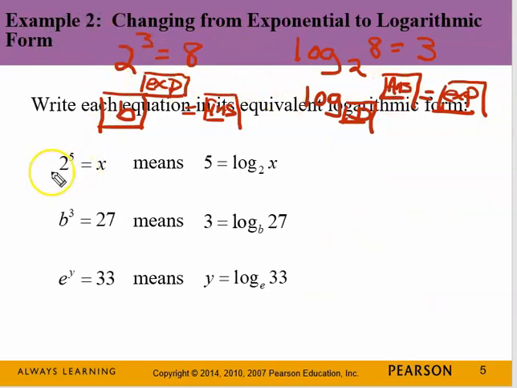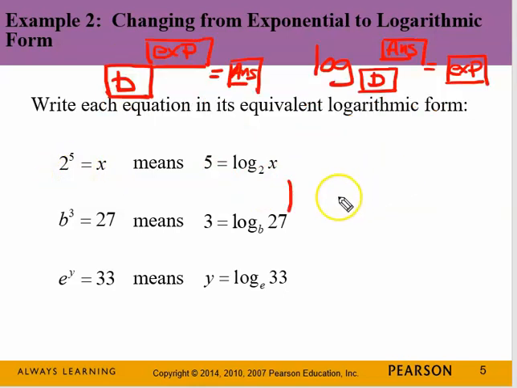This is example 2. So we want to put this in its log form. Well, we use the word log. Now, what is our base? So my technical advisor spotted a little error here, so let's check that out. So again, we're going from exponential form into log form. So what's our base here? Our base is 2. Our answer is x. And our exponent is 5. Okay, that's better.